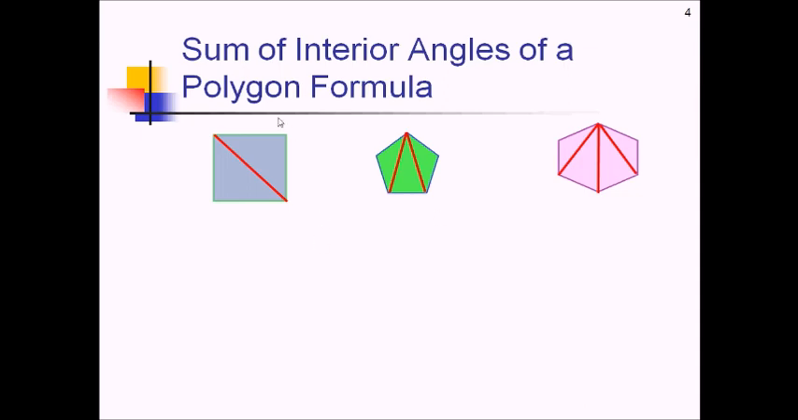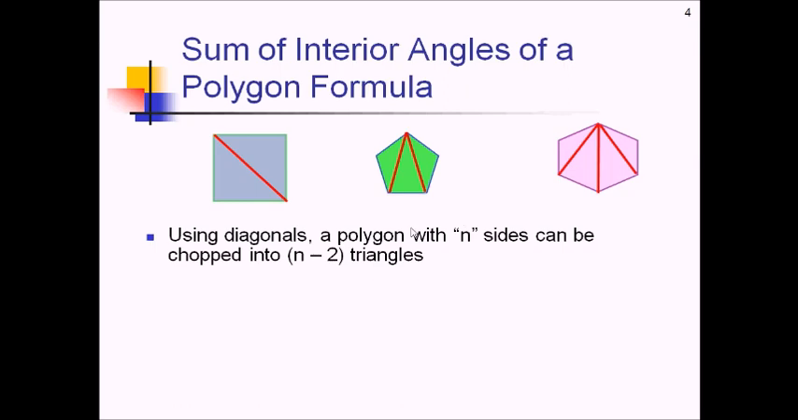Well, the square, we chopped it into 2 triangles. Pentagon, we got 3. Hexagon, we got 1 more for 4. And you can probably see a pattern here. For an n-sided polygon, you can chop it into n-2 triangles using these diagonals.